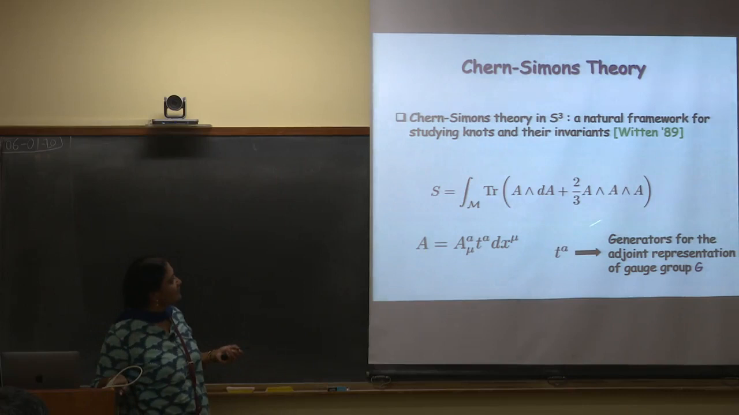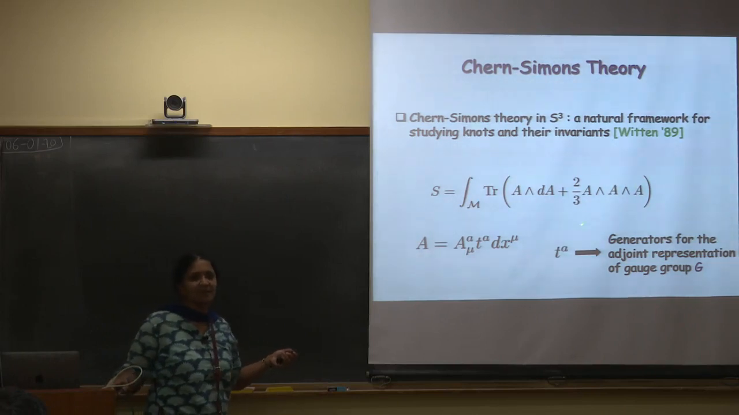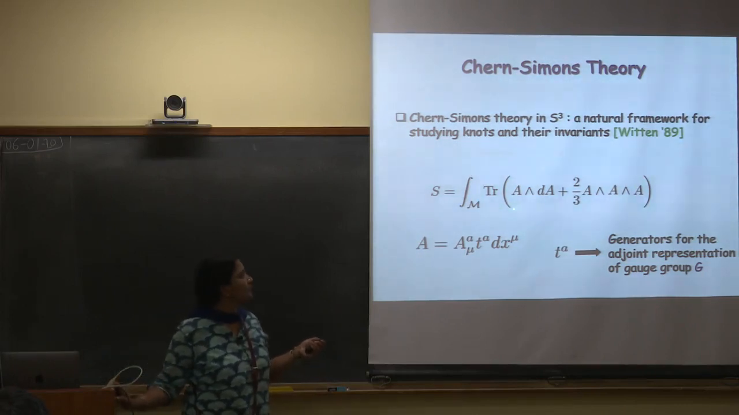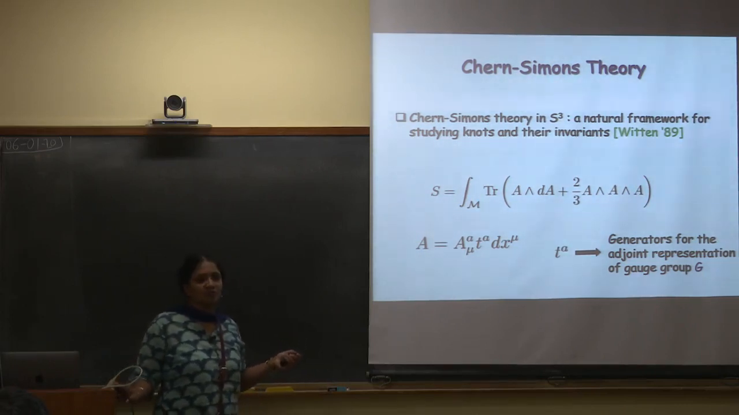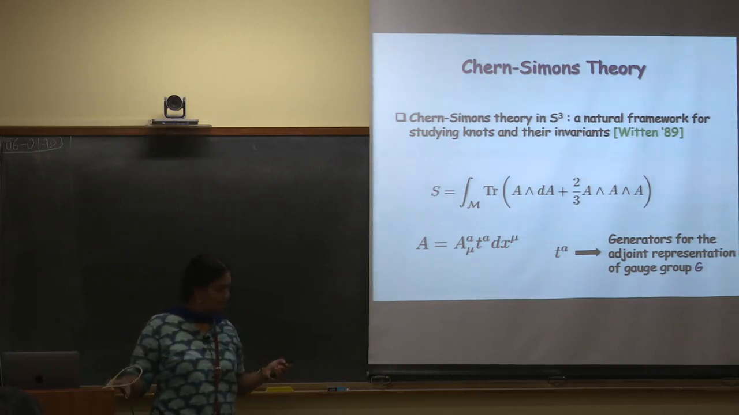So, this is the action for the Chern-Simons theory, and you can see from this action it is explicitly metric independent. So, there is no notion of distance. Any observable, small size, big size, in this theory will give you the same answer. That is why it is called a topological quantum field theory, because it is explicitly metric independent.